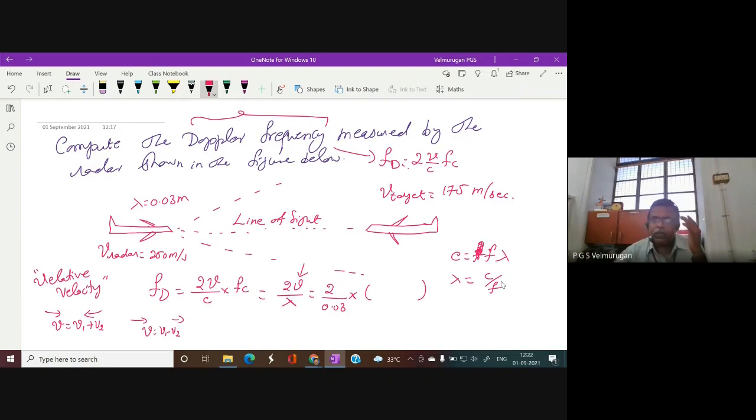So here what you will get? இப்போ நமக்கு என்ன வரும்? We have to add 250 plus 175. இது ரெண்டையும் ஆட் பண்ணிட்டு கால்குலேட் பண்ணுங்க. Okay, very simple only. Answer சொல்லுங்க பார்க்கலாம். How much frequency shift you will get?